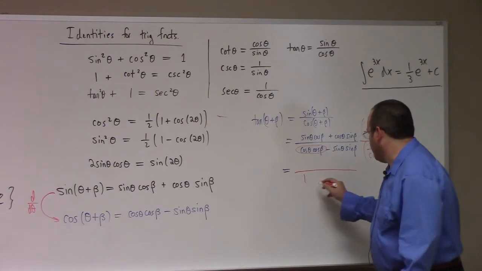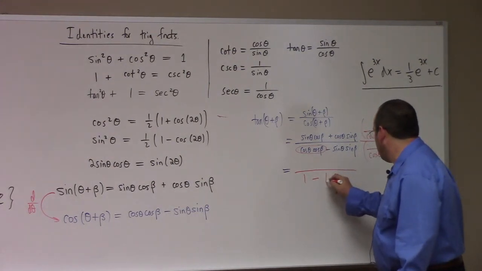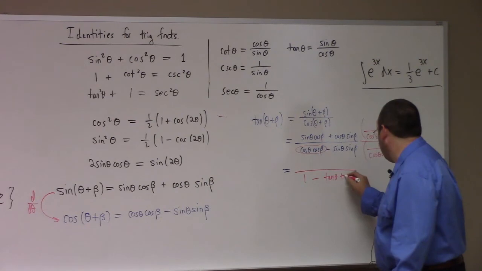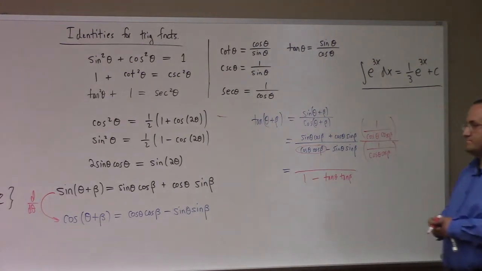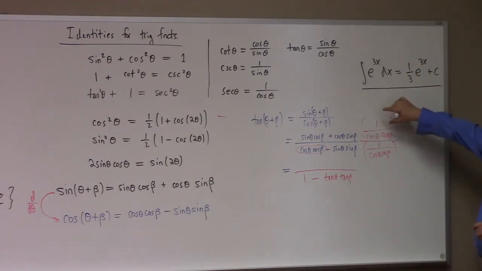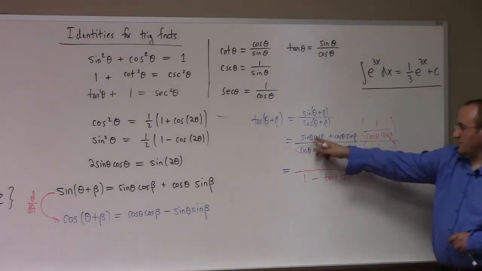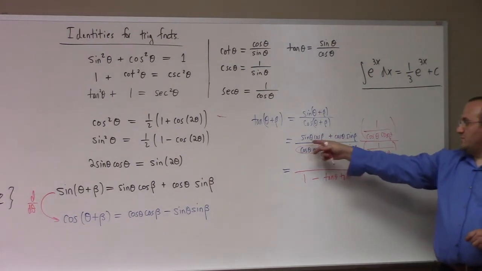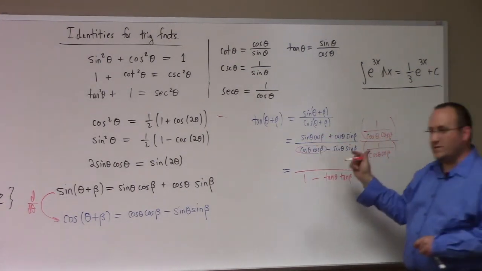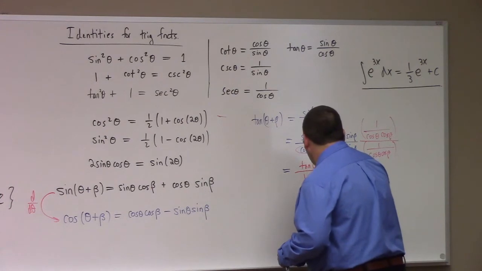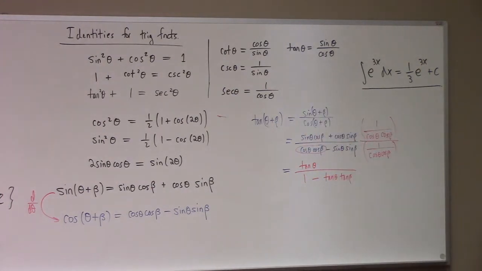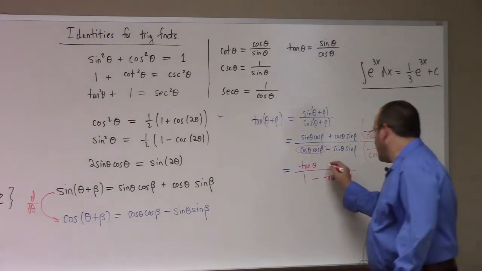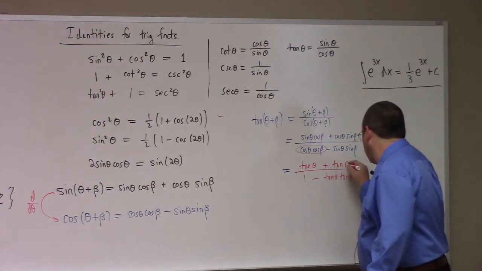So this is 1 minus, I believe, tangent theta tangent beta, right? What happens upstairs? See what happens? The cosine beta, when you multiply this through and distribute, cosine beta and cosine beta leaves you with sine theta over cosine theta. In other words, the first term gives you tangent theta. And the second one gives you what? The cosine thetas cancel, right? And you get sine beta over cosine beta, which gives you plus tangent beta. All right.